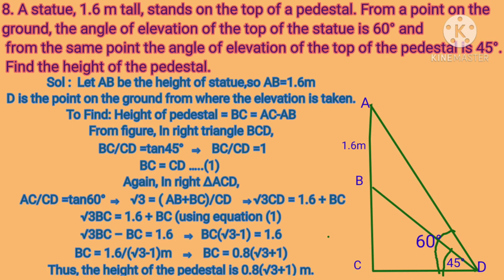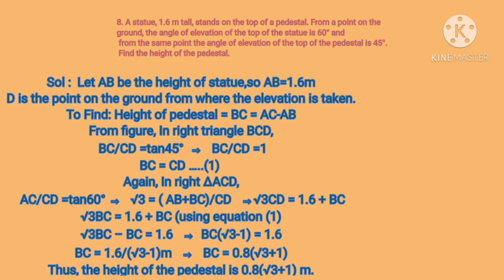Now take this BC to left side. So root 3 BC minus BC is equal to 1.6. So BC into root 3 minus 1 is equal to 1.6. So we will get BC is equal to 1.6 by root 3 minus 1. So after rationalizing it, we will get BC is equal to 0.8 into root 3 plus 1 meters, which is the height of the pedestal.